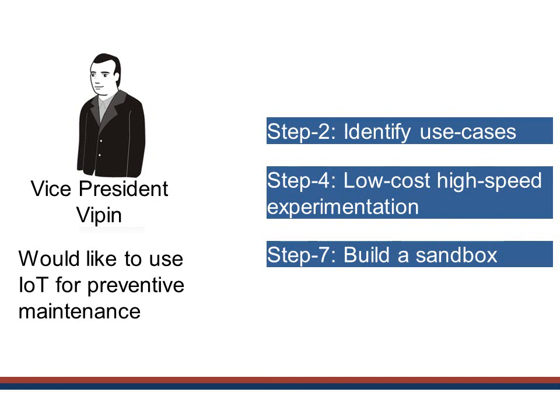What can Vice President Vipin do, who would like to use Internet of Things for preventive maintenance in his factory? He needs to identify a few use cases where IoT can be used for preventive maintenance. Then take one and do a pilot project, which is this low cost, high speed experimentation. And step 7 is, once he finds this approach promising, he needs to build infrastructure where IoT devices can be used and a lot of experiments can be performed to see what is the best way to take this across his factory.